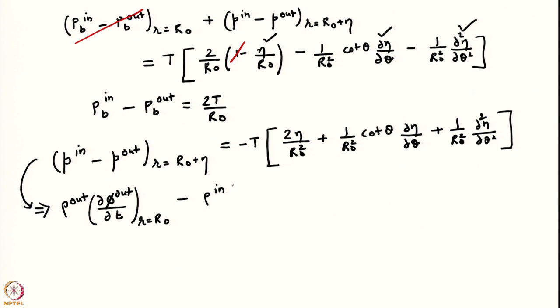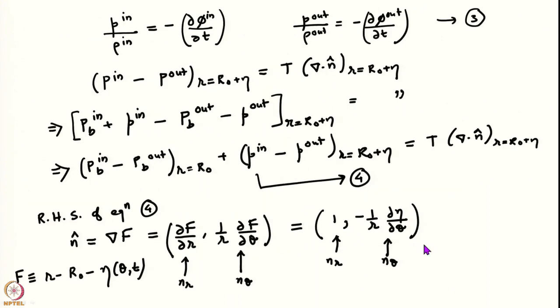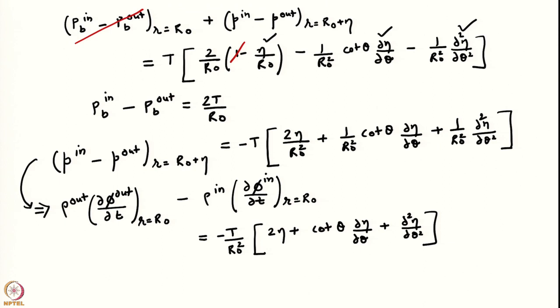So, minus rho in into del phi in by del t at r is equal to r 0 is equal to, I can take the r 0 square out and just write it as twice eta plus cot theta del eta by del theta plus del square eta by del theta square. Let us call this equation 5.